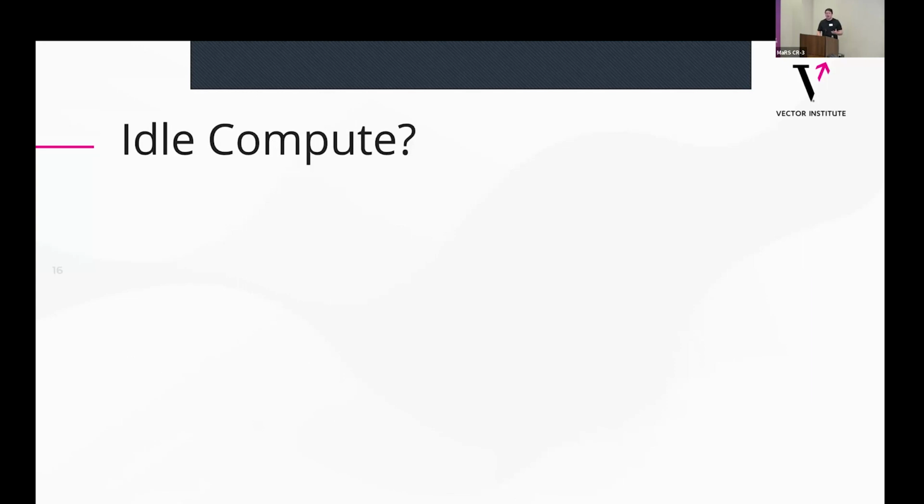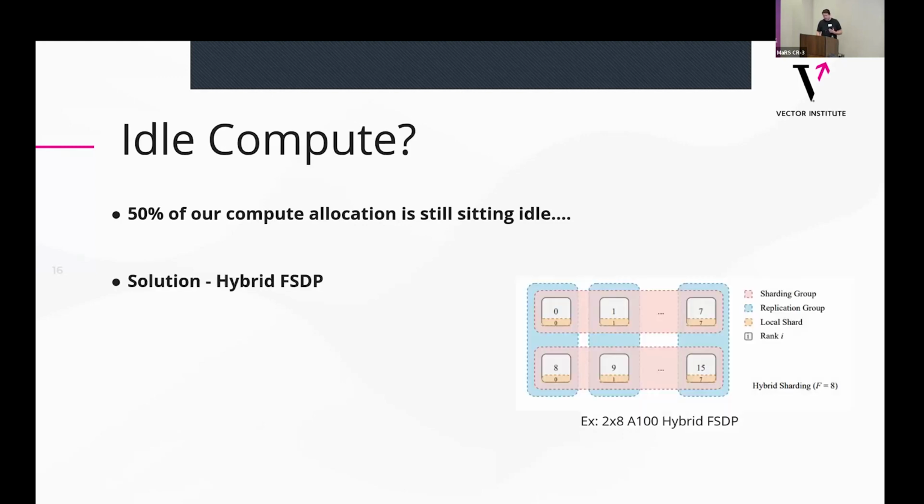But we've got half of our compute allocation now sitting idle. So what can we do with that? The solution that we implemented was a hybrid FSDP solution. The objective being to reduce that communication overhead across nodes, keep the communication within a node.